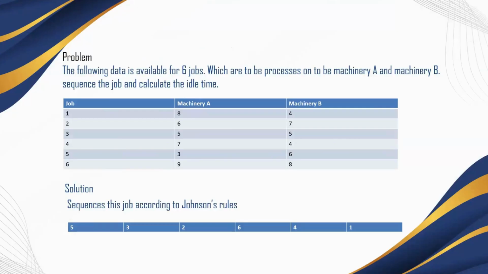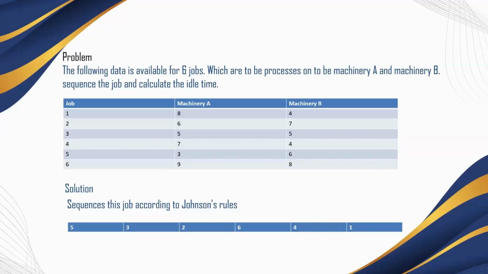Discussion. This is the job sequencing rules for N×2. N is the number of jobs, 2 is the two machines. N×M means N is the number of jobs and M means the number of machines. For that, select the shortest processing time in either machine.